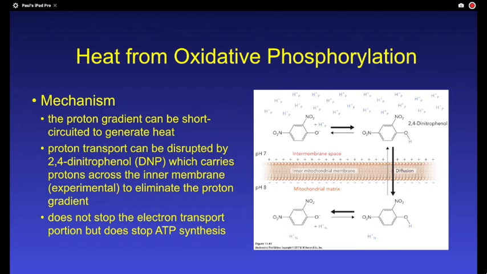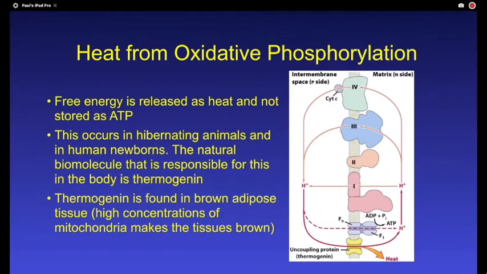Okay, but there is a natural process. It happens in hibernating animals and in newborns. This process happens in what's called the brown fat. If you actually look at adipose tissue under a microscope, the actual cells, they look translucent to white. But in hibernating animals and in babies, you don't see it from the outside, but the baby fat, some of that is brown adipose tissue. The reason why it's brown is because it has so many mitochondria inside of it, it actually changes the color.